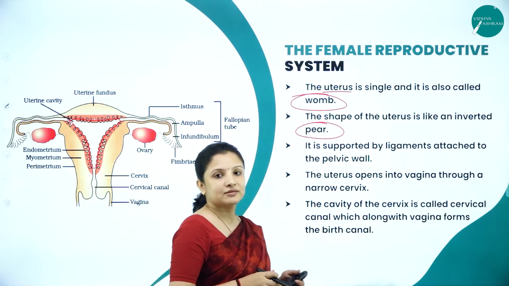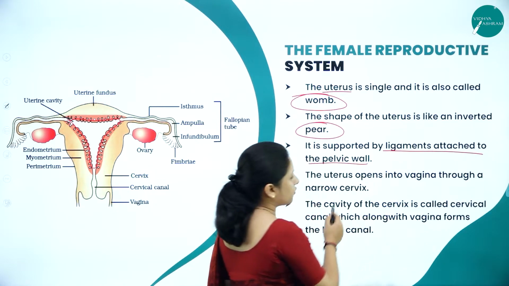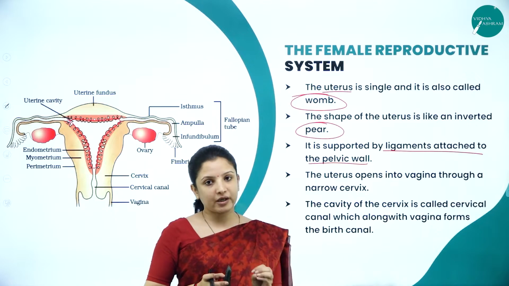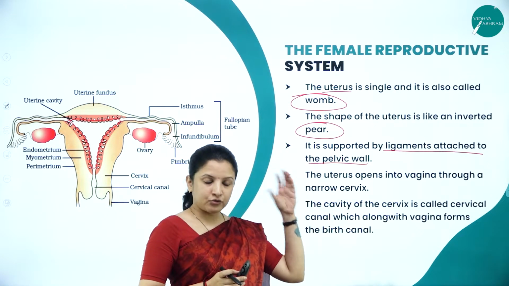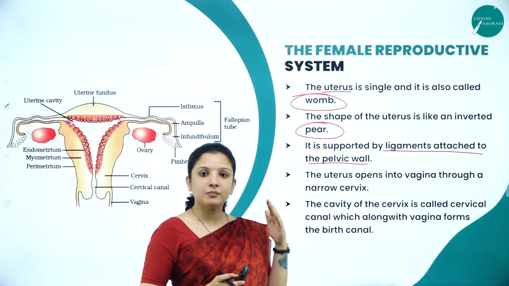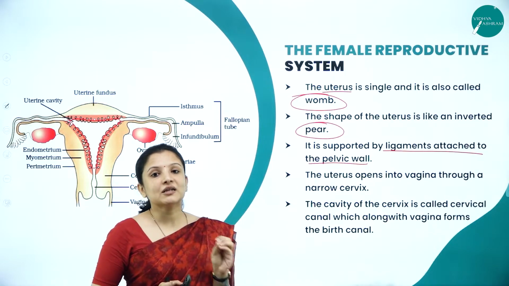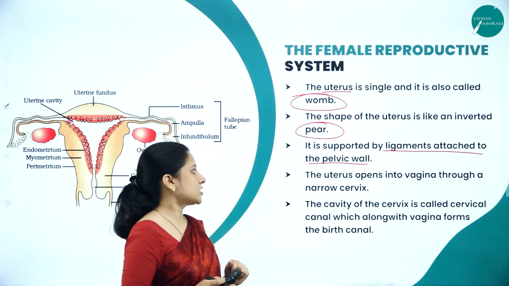And it is supported by ligaments which are attached to the pelvic wall. I told you the ovary is also attached to the uterus and the pelvic wall by ligaments, and therefore the uterus is attached to the pelvic wall by the ligaments. So ligaments play a very important role. They are connective tissues.